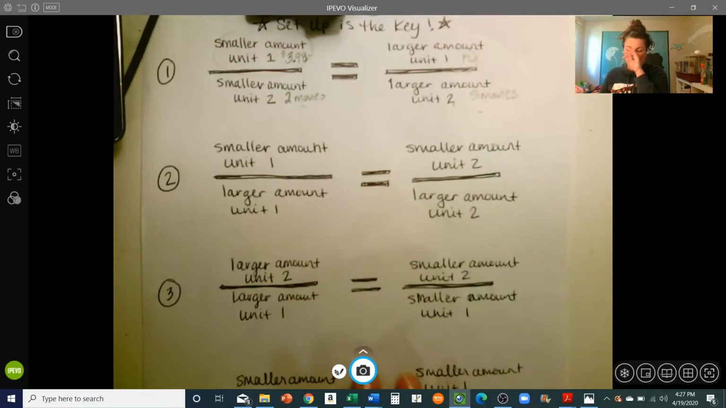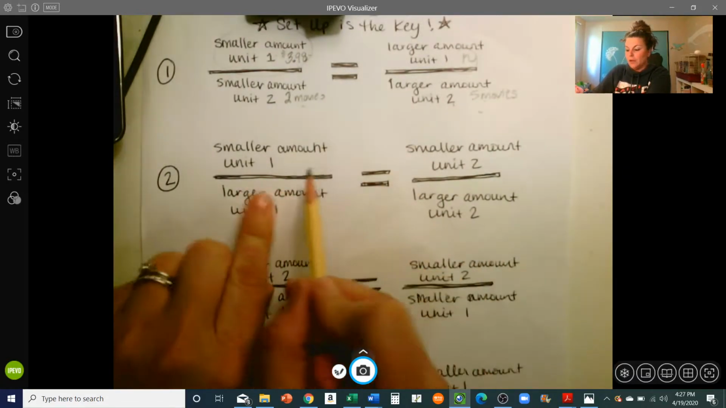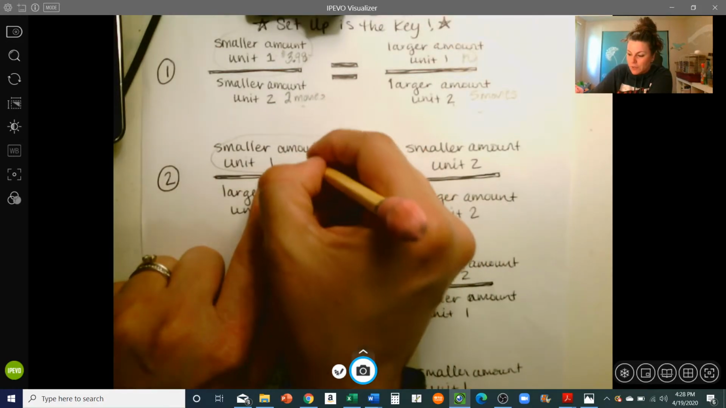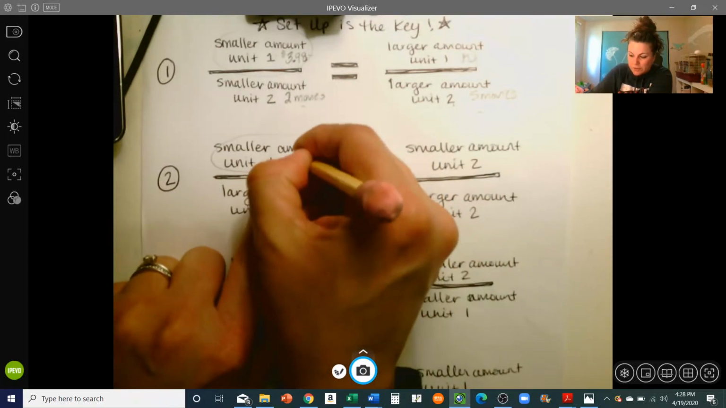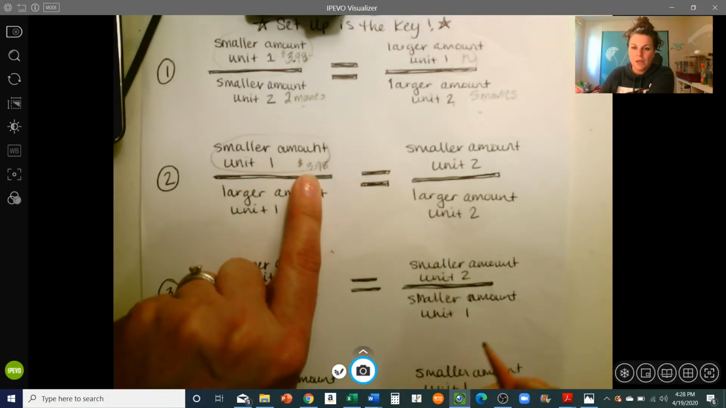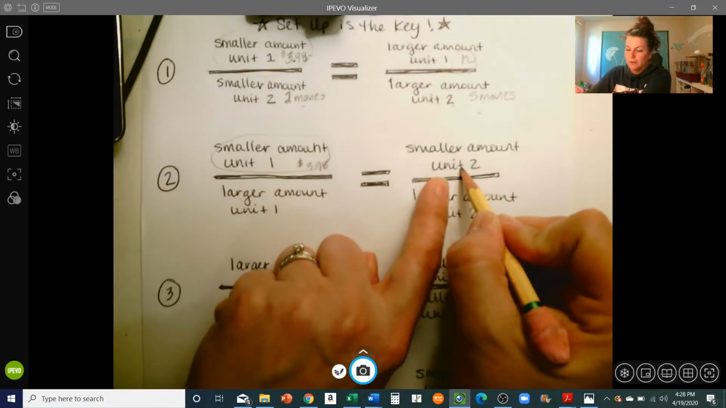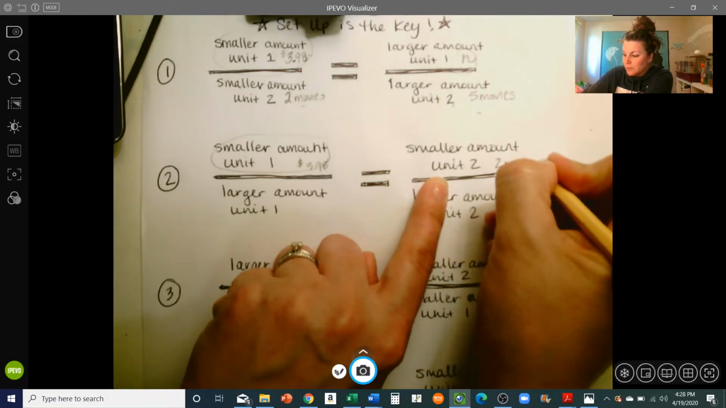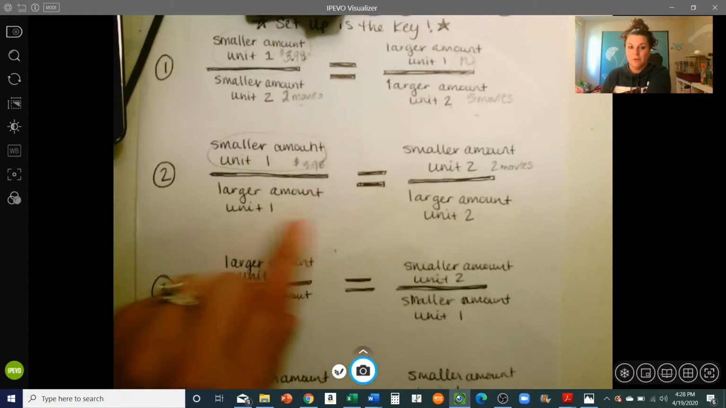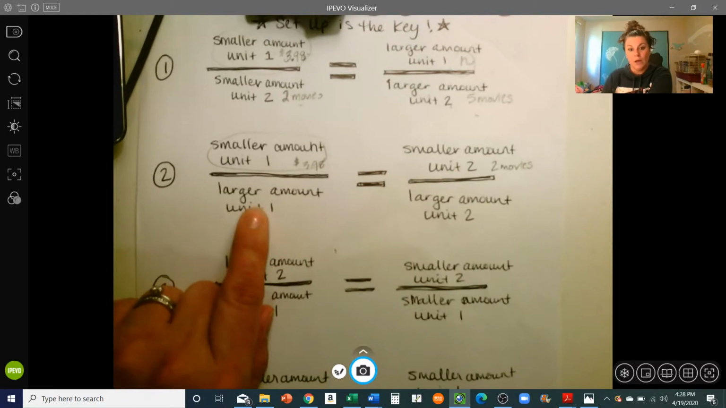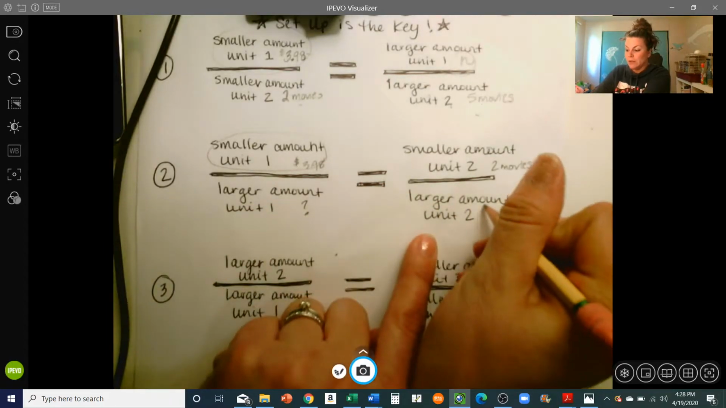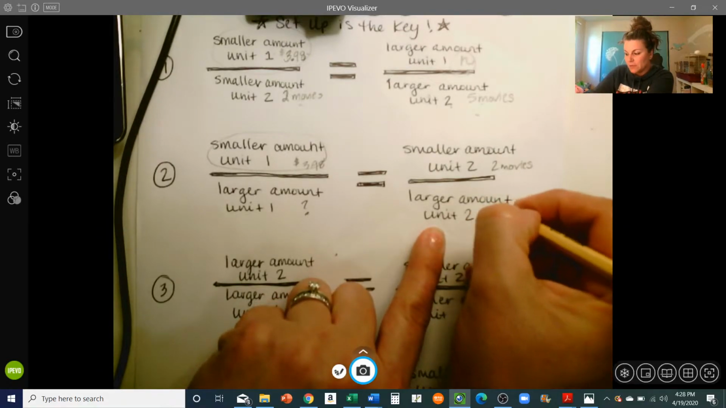Okay. Now, I can also have my smaller unit 1 on top. So it's $3.98. We're going to use that 2 movies one. $3.98. And my smaller amount unit 2 over here for 2 movies. My larger amount unit 1, oh, that's the dollar unit, and we don't know that one. That's what it's asking for. Okay? And my larger amount unit 2, that was the 5 movies.